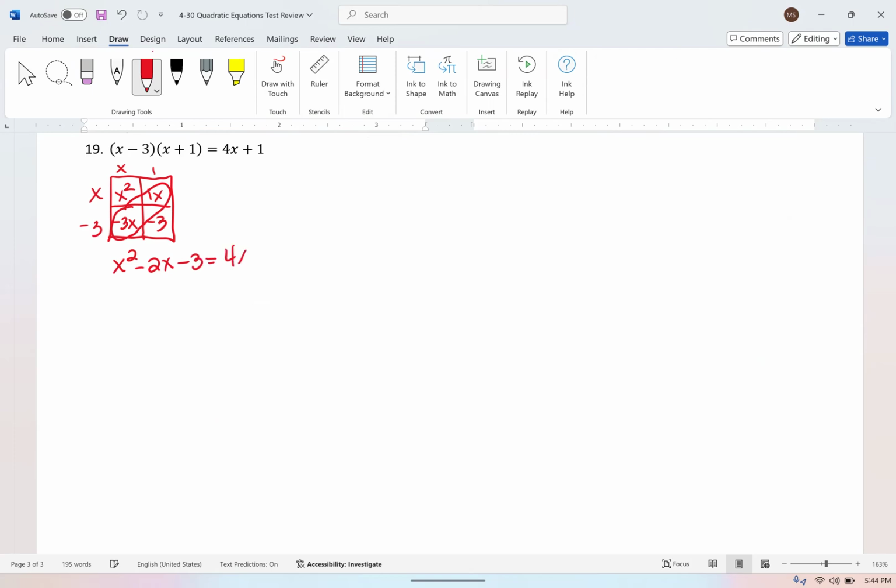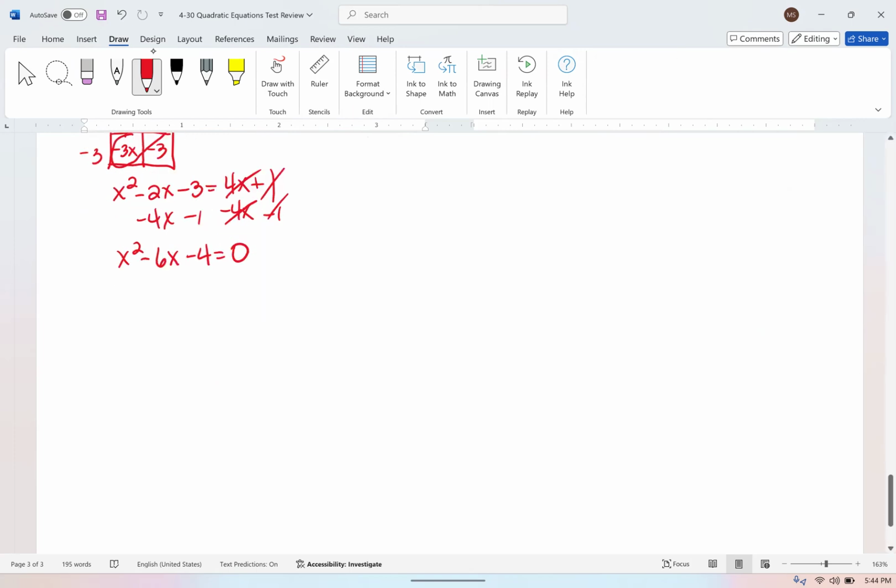We still have that equals 4x plus 1, so we're going to have to get rid of that because I need a 0 on the right side. So those cancel. Those cancel. And so we have x squared minus 6x minus 4 equals 0. All right, so now we're ready to use the quadratic formula.